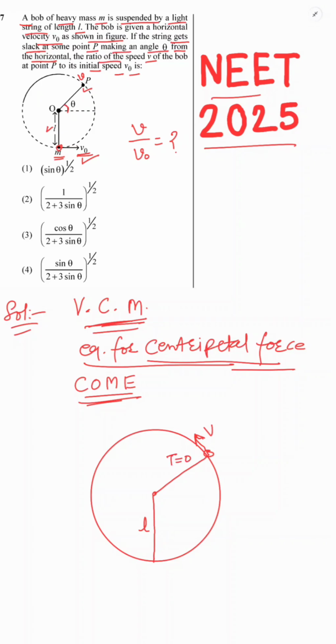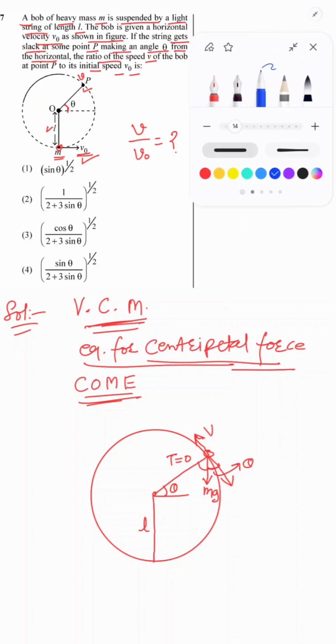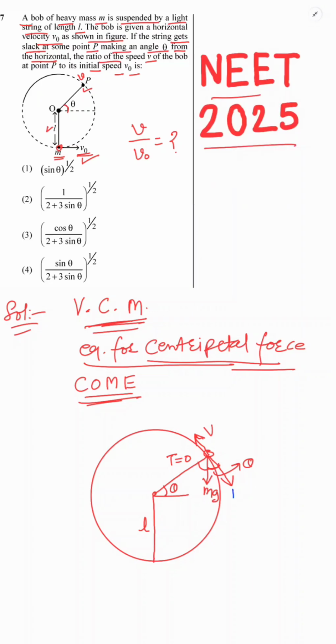Here we can see mg acting vertically downward, and this angle is theta. If this angle is theta, then between the tangent and mg the angle will be 90 minus theta, so from here we can say this angle will be theta here. So the component along the string will be mg sin theta, and the other component of mg will be mg cos theta.